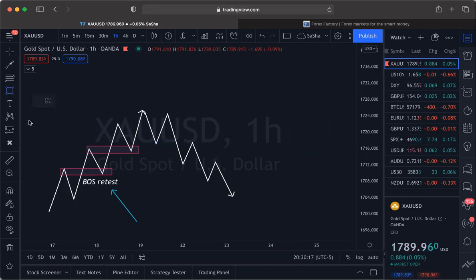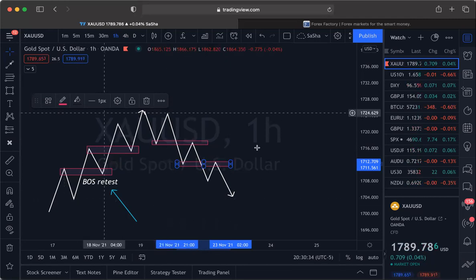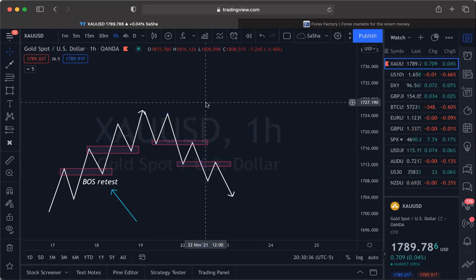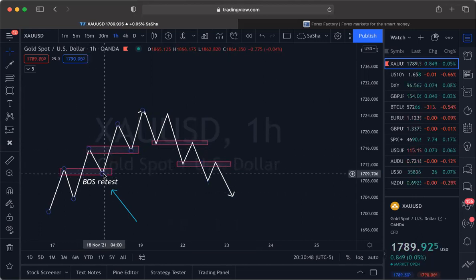This is an easy concept, which I've just explained in the easiest terms, most layman language. All right, who did not understand this? Because now we are going to see the implementation of break-off structure retest. So first there is a break-off structure that happens here. This was the BOS, and then we have a break-off structure retest. Two things. All right, clear?